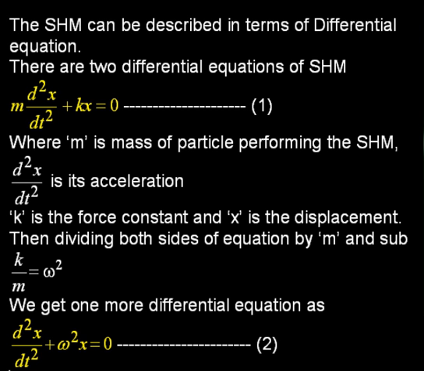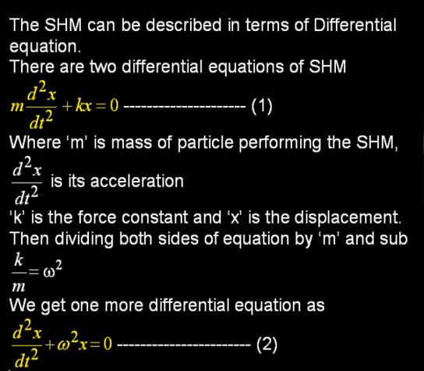The SHM can be described in terms of differential equation also. There are two differential equations of SHM. The first one is m d square x by dt square plus kx is equal to 0, where m is the mass of the particle performing the SHM, d square x by dt square is its acceleration, k is the force constant, and x is the displacement.